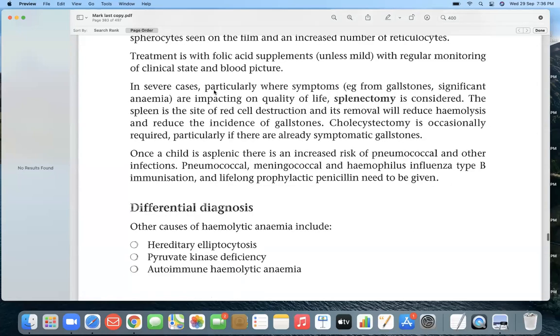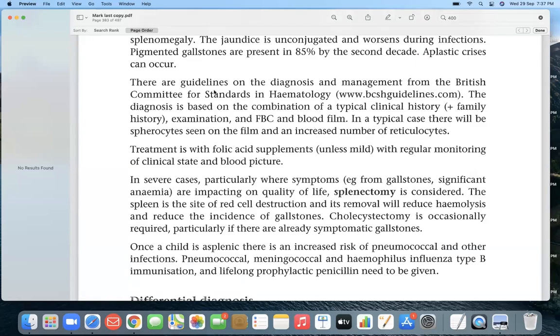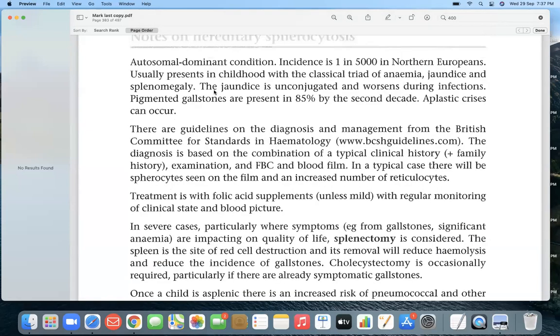Okay, so for us, we can put autoimmune hemolytic anemia as the differential, and hereditary elliptocytosis, and also infections, based on the ethnicity of the child. I don't know if anyone has this guideline, the BCSH guidelines, British Committee on Standards in Haematology. Let me check.